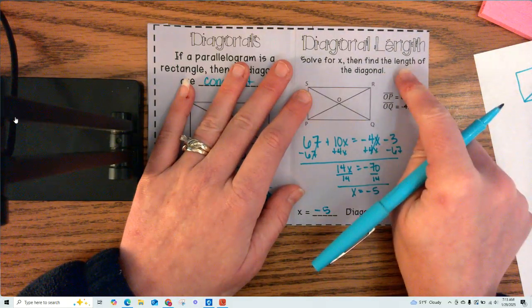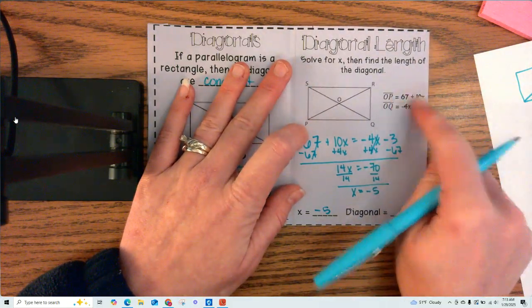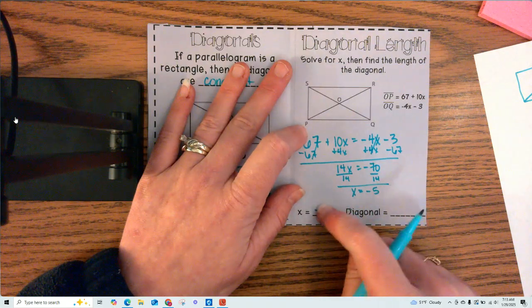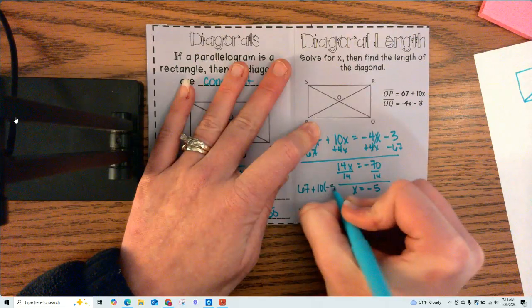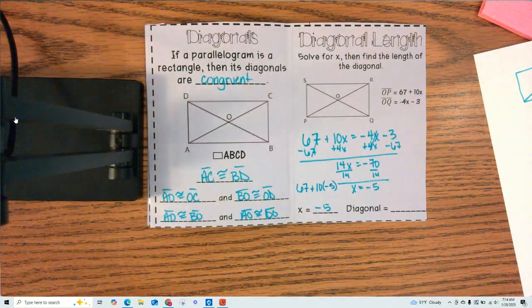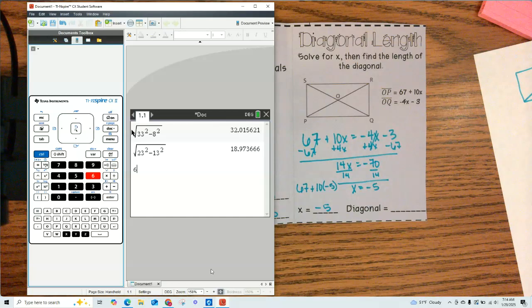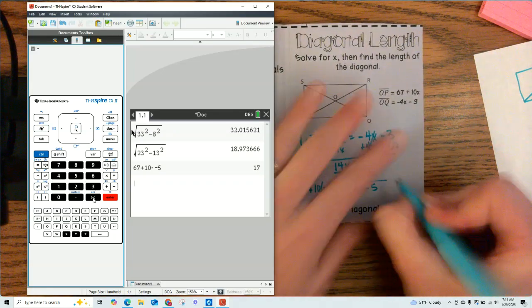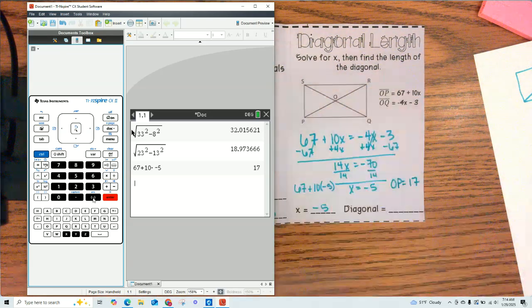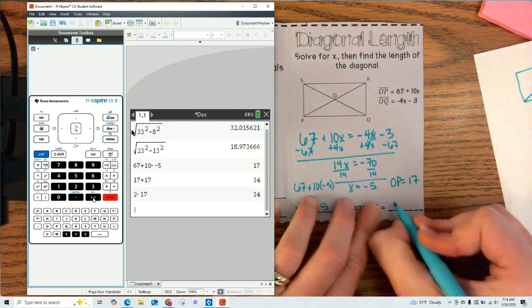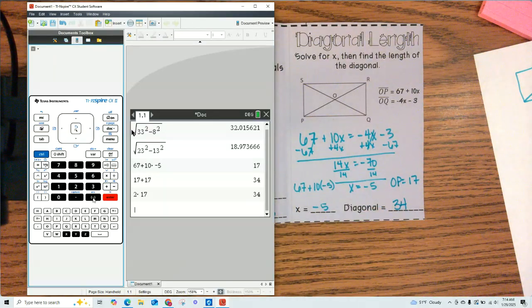This says find the length of the diagonal. So what I can do is take O to P and plug this in. So 67 plus 10 times a negative 5. Now that's going to give me just the length from O to P, which is 17. So I'm going to write that here: OP equals 17. So if I want to know the total length, I can double it or add it to itself. Either way, it's going to give me the same amount. So that's 34.